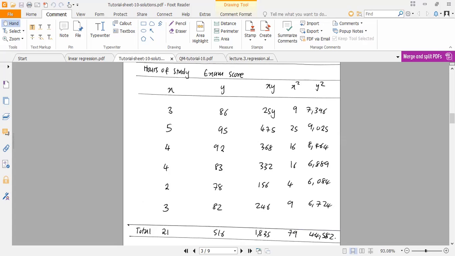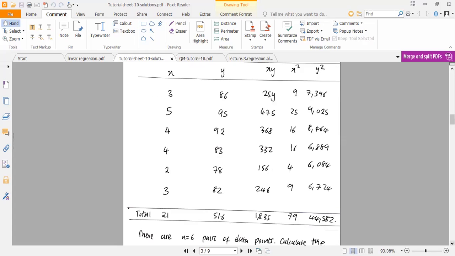Now, having gotten the totals, you also need to understand the sample size, n. For n, you just count the number of pairs that we have. We have 1, 2, 3, 4, 5, 6. So there are 6 pairs of data. So this is our n. We will use a t-test if we're going to measure the significance of the correlation.